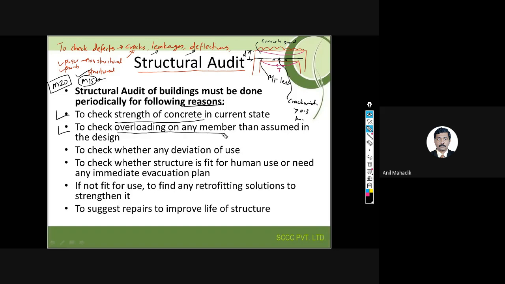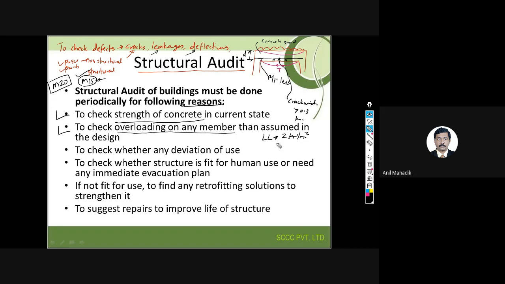Then we check overloading of any member. All of you know that in buildings, we design the buildings for live loads. Live loads means, let's say for a kitchen or living room, we take the live load as 2 kilonewton per square meter.